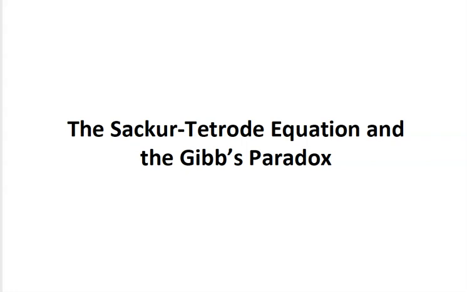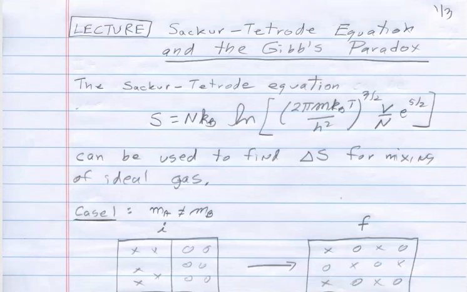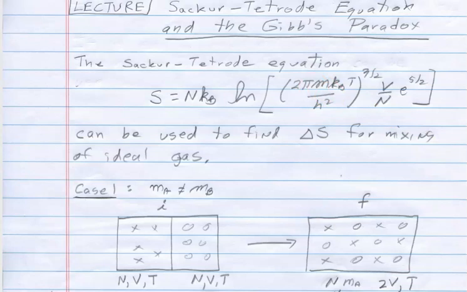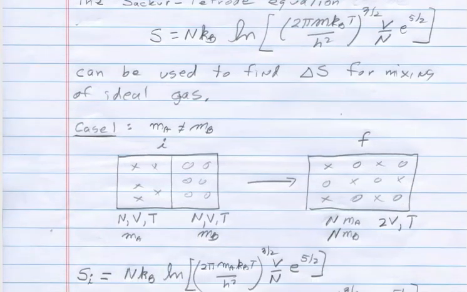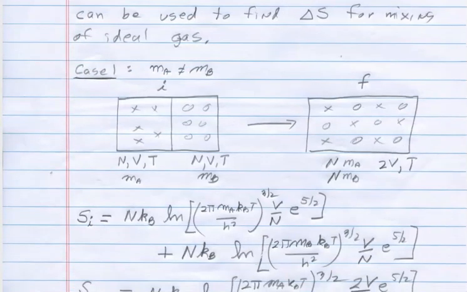Let's now look and see how the Sackur Tetrode equation helps resolve the Gibbs paradox. And just recall, we'll use the Sackur Tetrode equation in the form here. I'll use it to calculate the change in entropy for the mixing of an ideal gas. I'll look at the two cases pretty much the same as before, just to verify that it gives us the usual results, at least in one of the cases.